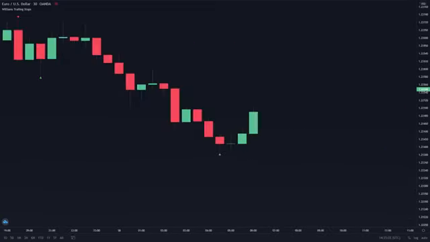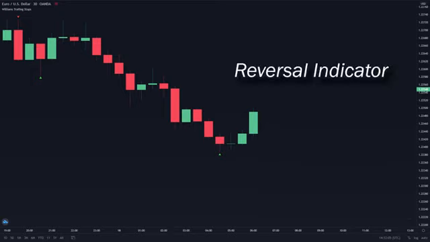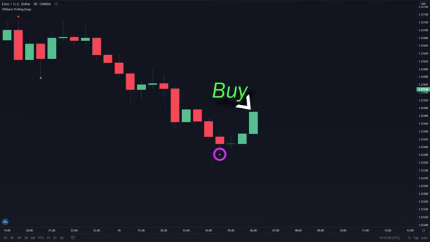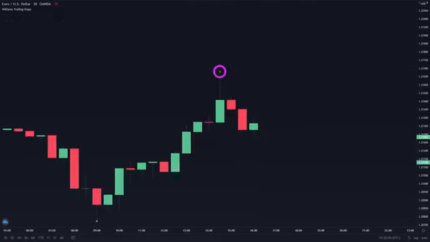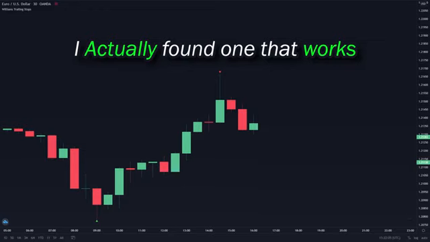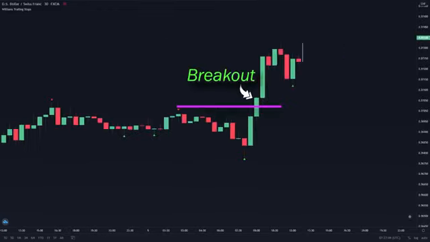One of the most famous strategies that beginners use when trading the fractal is using it as a reversal indicator. So when a bottom fractal appears, they open a buy position hoping that the price will reverse upwards. And when a top fractal appears, they open a sell position hoping that the price will reverse downwards. Well, after backtesting this strategy multiple times, I discovered that this is actually the worst way of trading the fractal. It gave a very low win rate and the strategy doesn't even work. However, after testing multiple types of fractal strategies, I actually found one that works. And that is by using it as a breakout strategy.